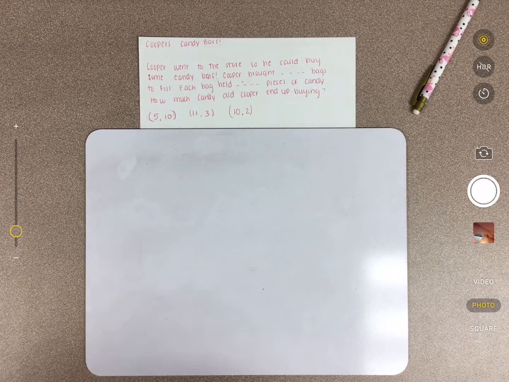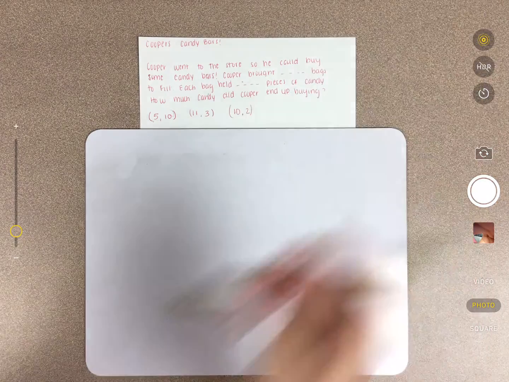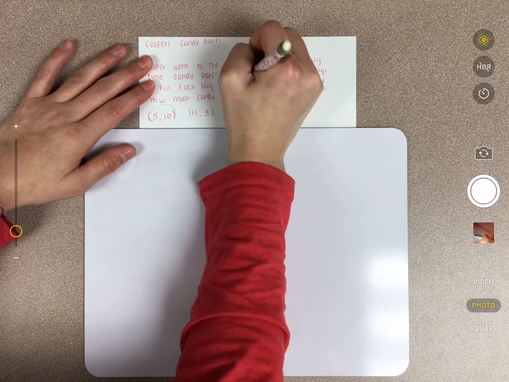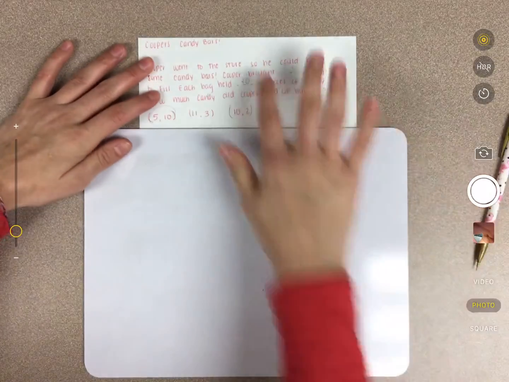So Cooper went to the store so he could buy some candy. Cooper brought blank bags to fill. Each bag held blank pieces of candy. How much candy did Cooper end up buying? So what I'm going to do is circle 5 and 10. I'm going to write 5 in my first blank and 10 in my second blank.